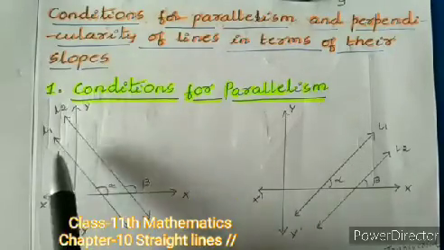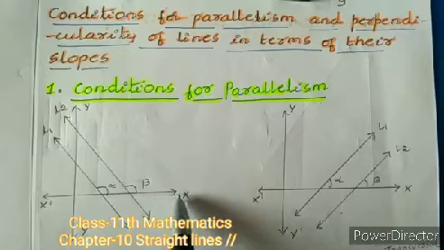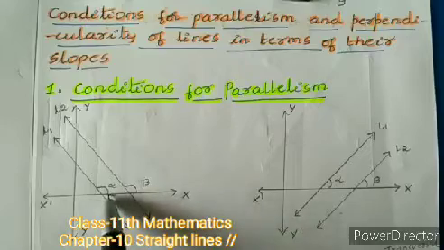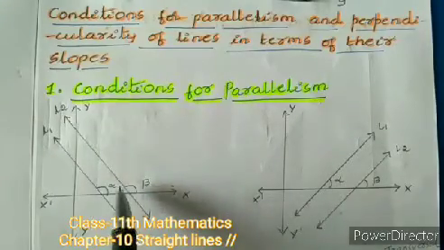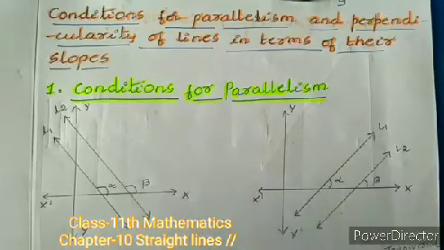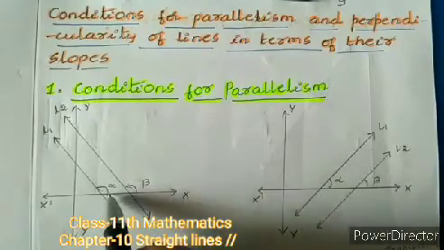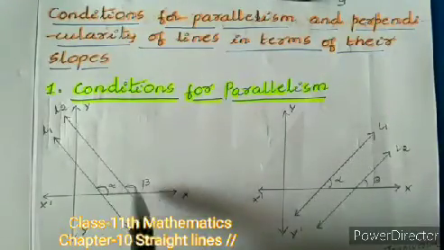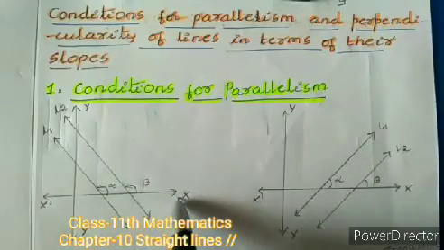Here we have the line L1. The line L1 makes an angle with the positive direction of the x-axis, in the anti-clockwise direction. That angle we will consider as alpha. Then again we have here line L2. The line L2 also makes an angle with the positive direction of the x-axis in the anti-clockwise direction. Let us say that angle is beta. So angle alpha is related to line L1 and angle beta is related to line L2. These are the two angles made by the lines L1 and L2 with the positive direction of the x-axis.